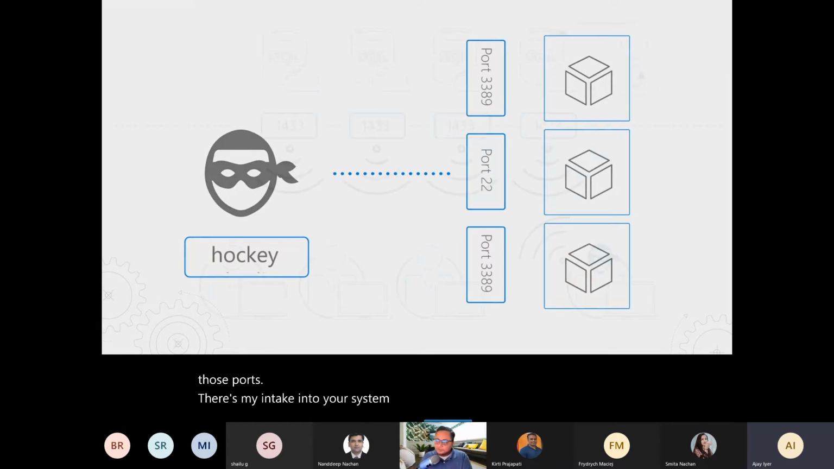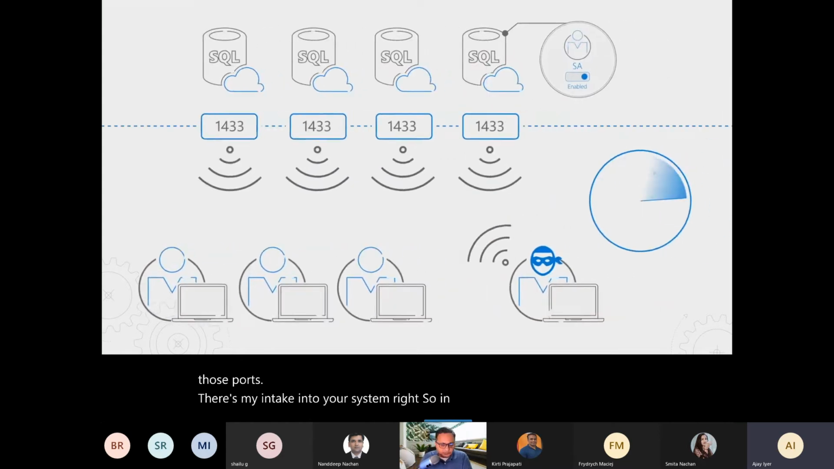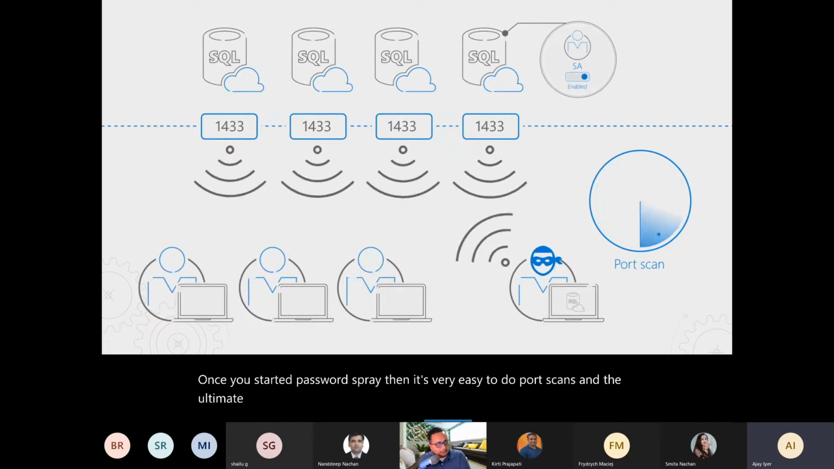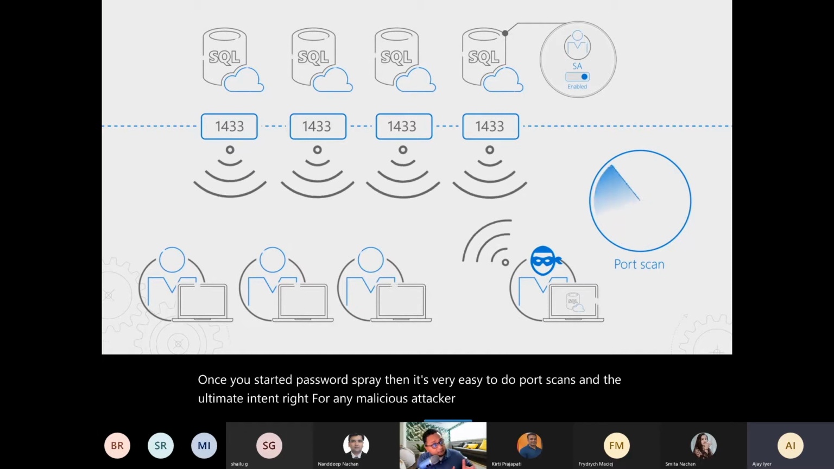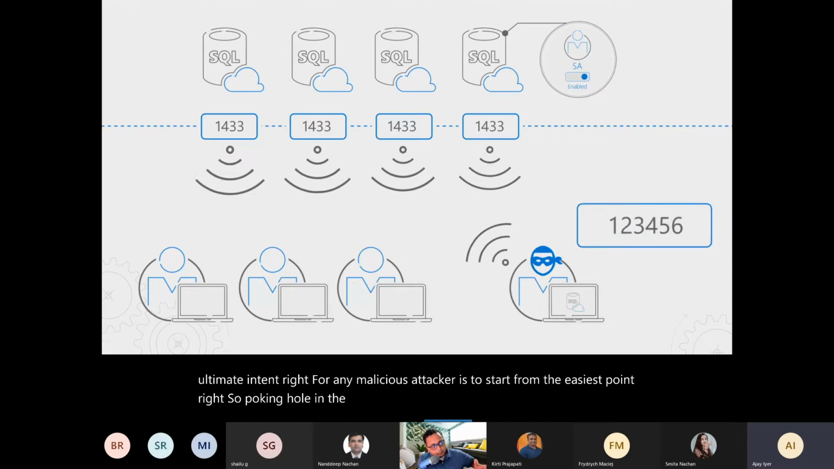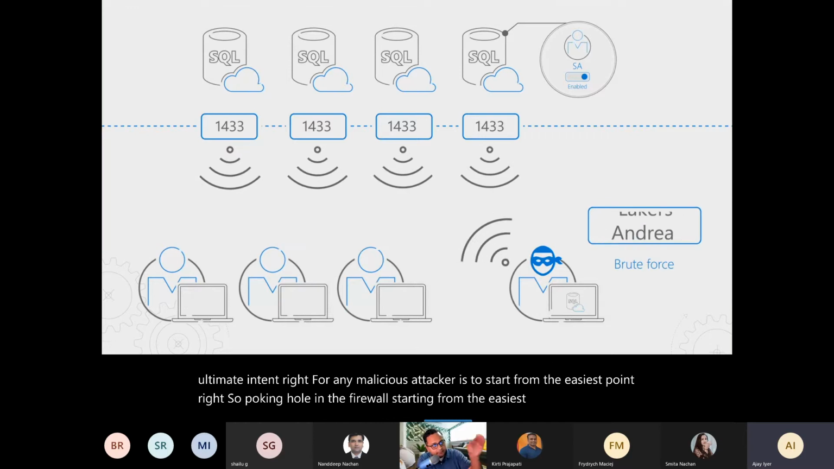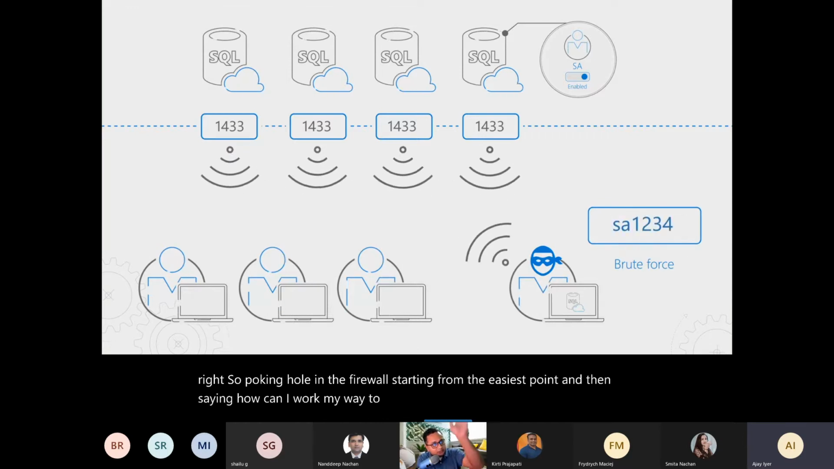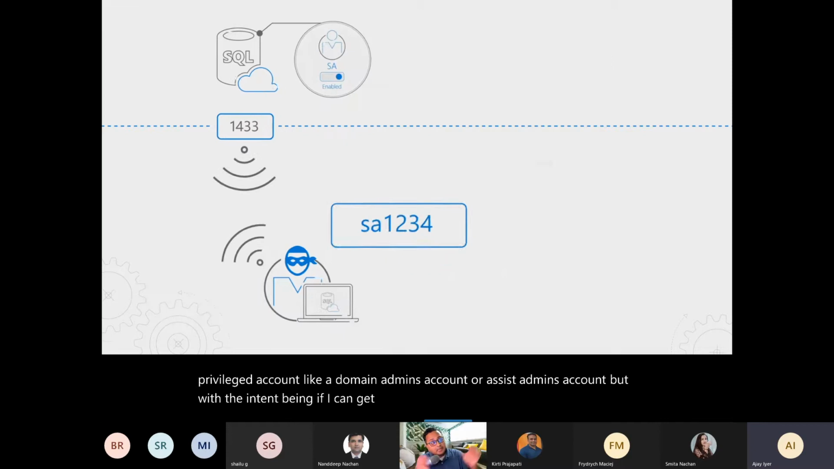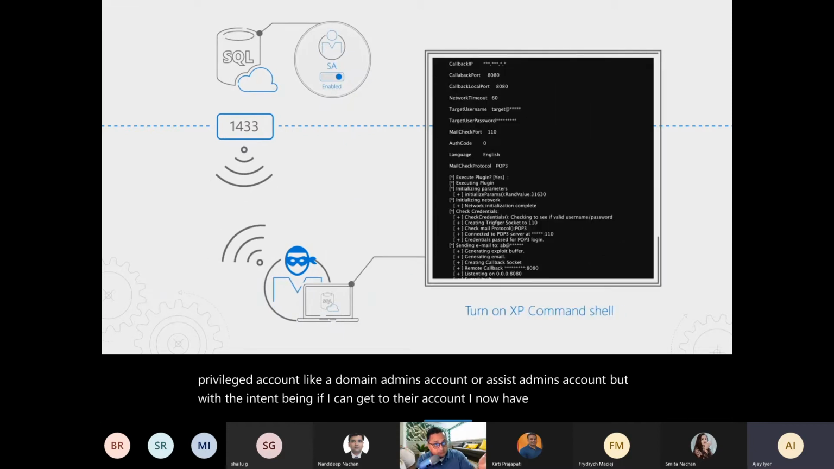So in that scenario, once you start doing password spray, it's very easy to do port scans. And the ultimate intent for any malicious attacker is to start from the easiest point, like poking a hole in the firewall, and then say, how can I work my way to lateral movement and eventually find a privileged account, like a domain admin's account or a sysadmin's account. The intent being, if I can get to their account, I now have unfettered access to all the systems, right?